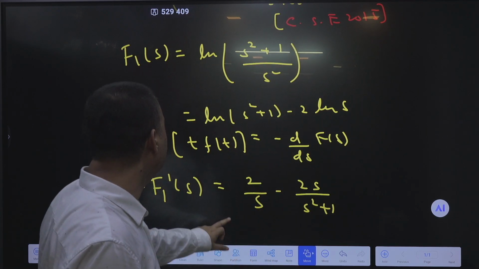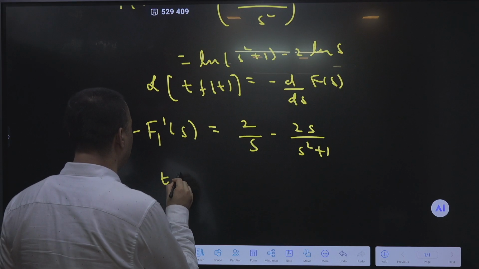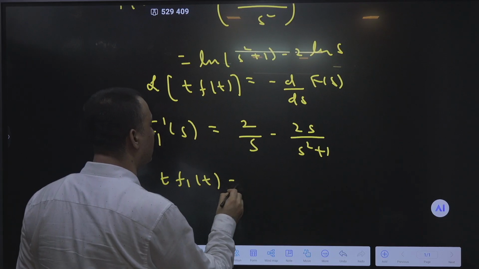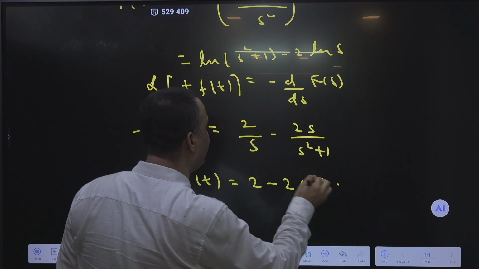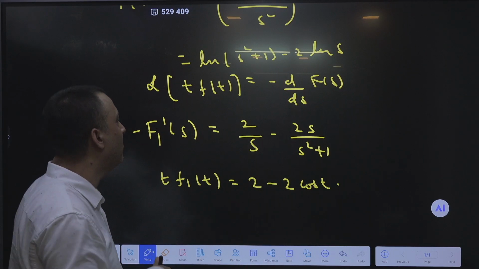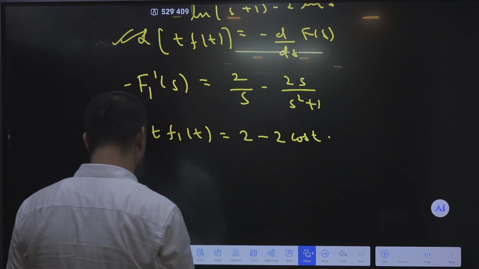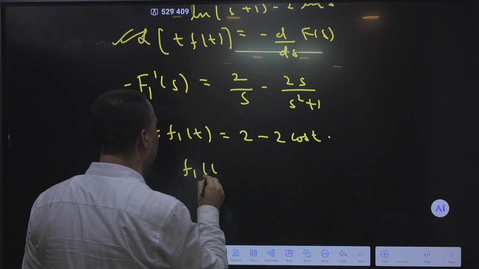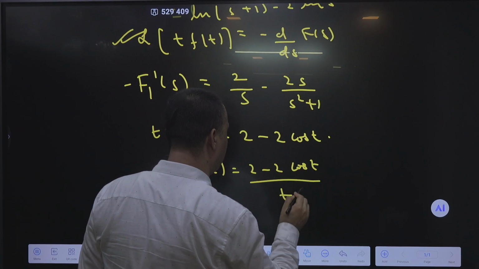So if I use this property, the time differentiation property, I can say that t·f1(t) is equal to 2 − 2 cos t. So if I invoke the inverse Laplace transform and apply this property, I get f1(t). So f1(t) is (2 − 2 cos t)/t.